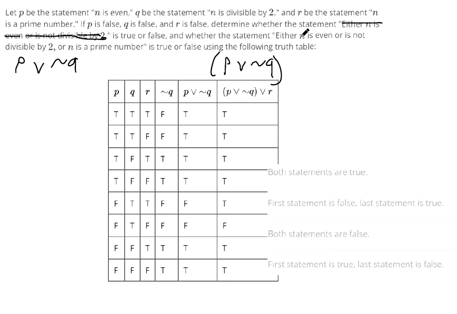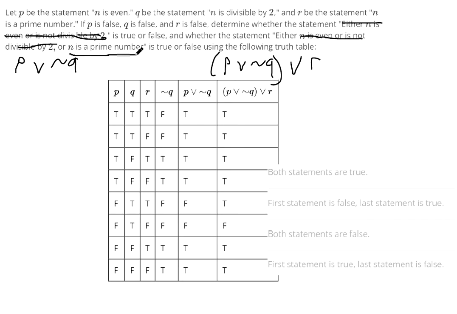Let me just show you what we've taken care of. We've done this: N is even or is not divisible by 2. That's this right here. Or N is a prime number. I think that's R, isn't it? Let R be the statement N is a prime number, or R. Okay, there we go. So that's what this translates to here.